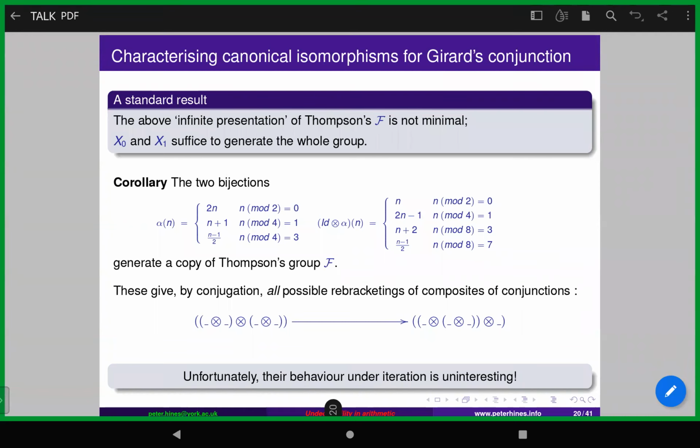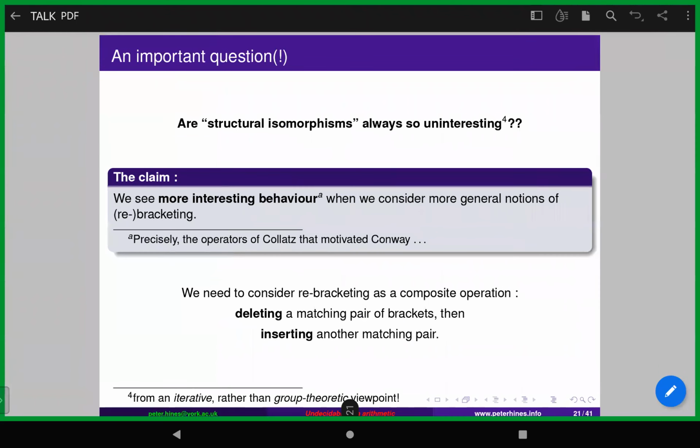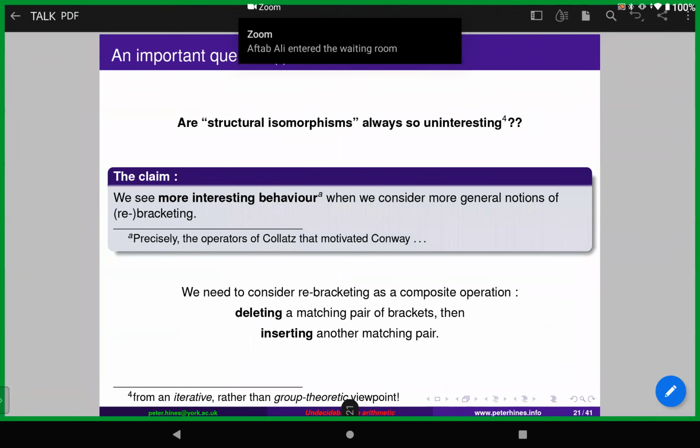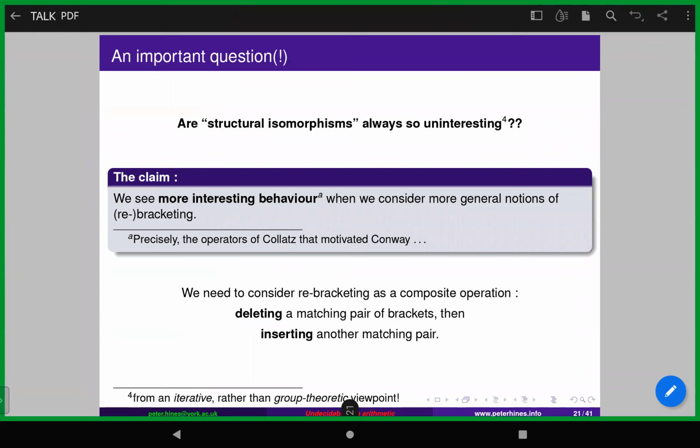Unfortunately, we don't find interesting behavior under iteration, which is a shame because it feels like we're almost there. In fact, we are almost there. We're just taking things too rapidly. So what we should be doing is saying, well, rebracketing, let's not be too hasty. This is a two-part process. What happens when we rebracket is we're deleting a matching pair of brackets somewhere and we're inserting a matching pair of brackets somewhere else. So the claim is that once we start considering how we do this, we are going to see precisely the operators of Collatz that motivated Conway.